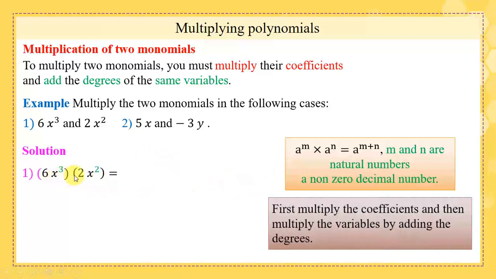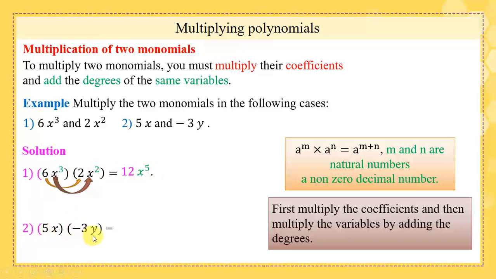6x cubed times 2x squared. We start with multiplying coefficients. 6 times 2 is equal to 12. Then we multiply the variables. x to the power 3 times x to the power 2, same base x. We add the exponents. 3 plus 2 equals 5.